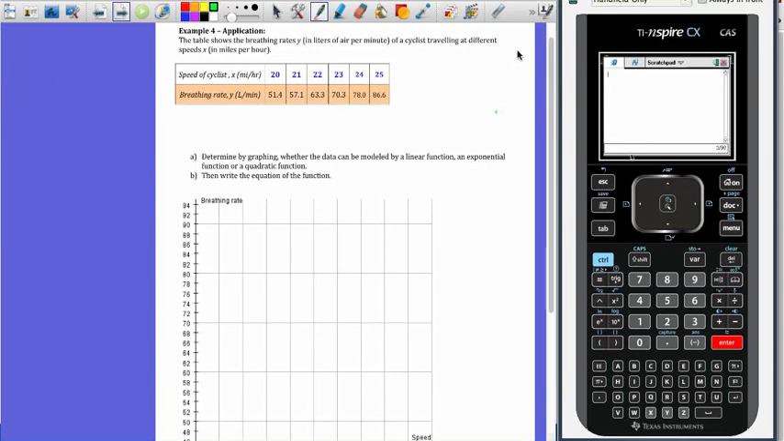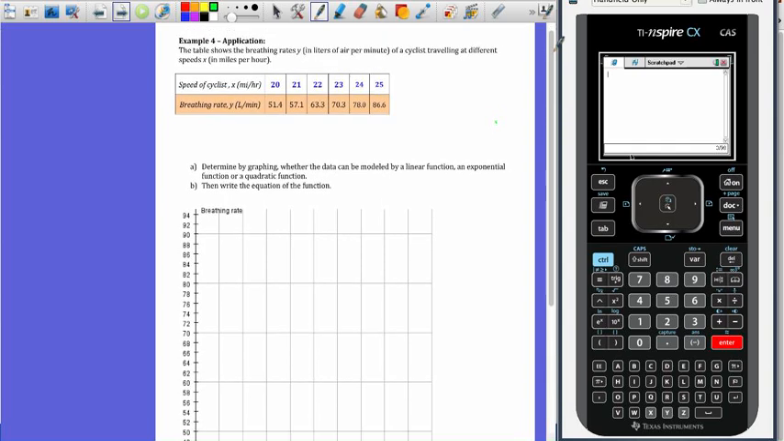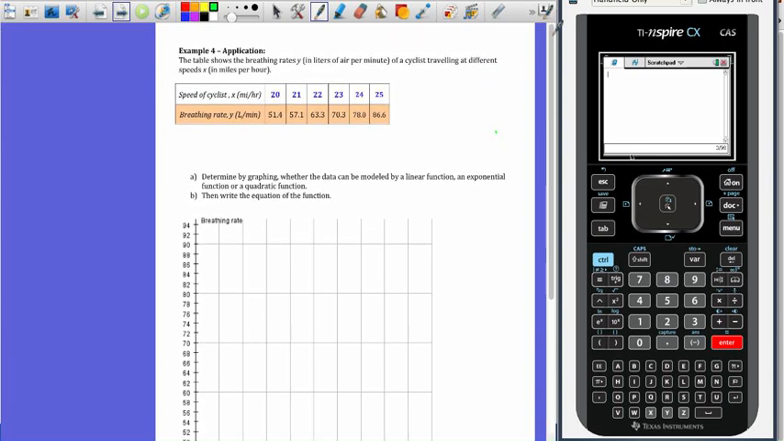Okay, so this is part 2 of the comparing linear, exponential, and quadratic function lesson. So hopefully at this point you've gone ahead and made your own attempt at example 4, the application problem. And so now I'm going to work through it for you, and you can confirm that your attempt is hopefully correct.